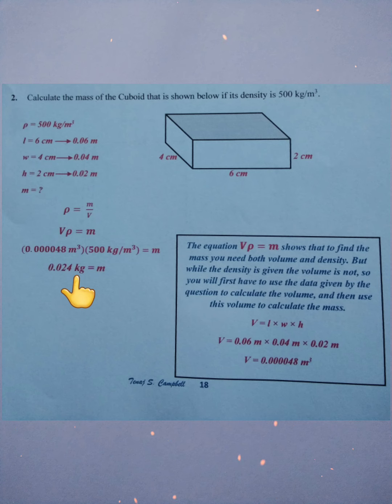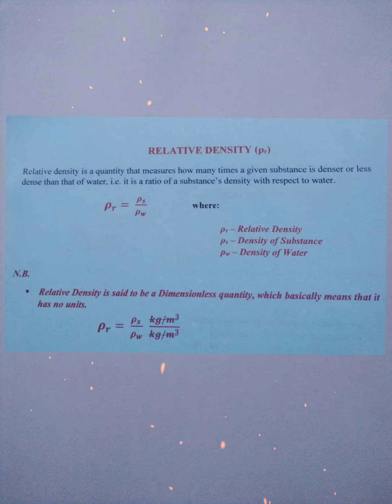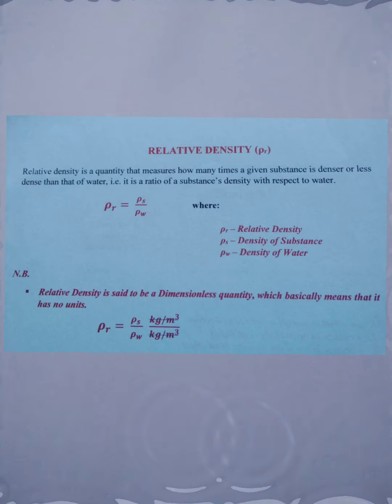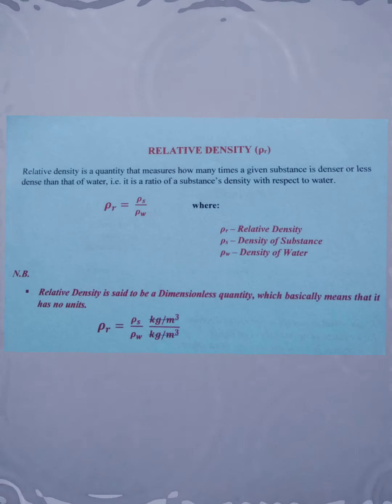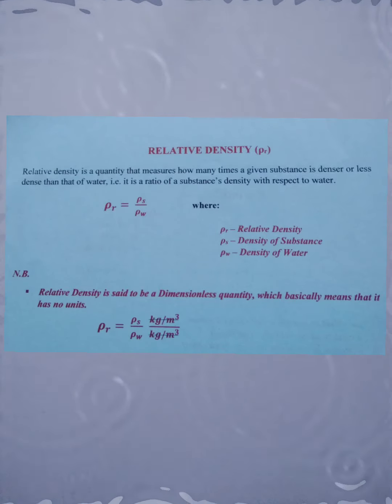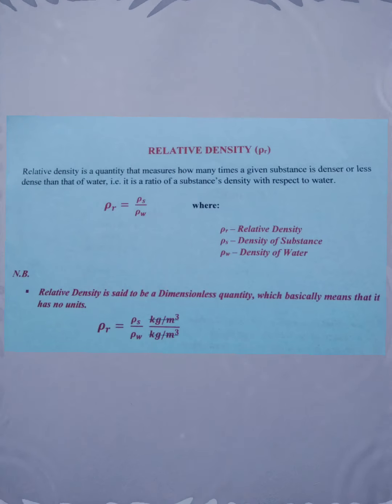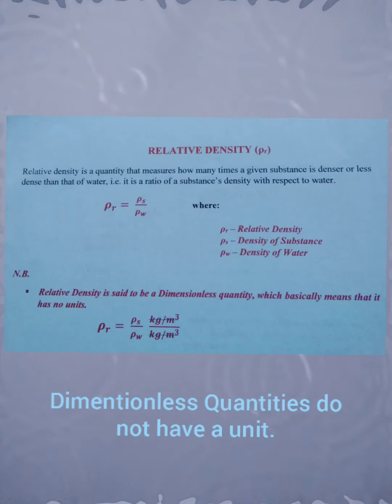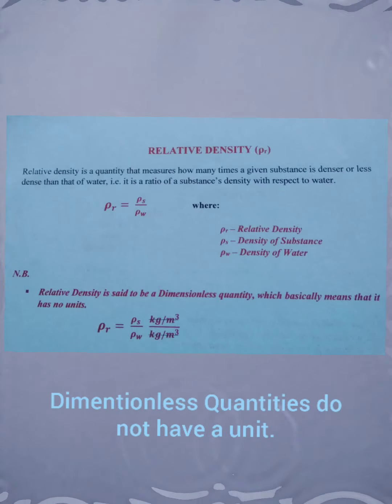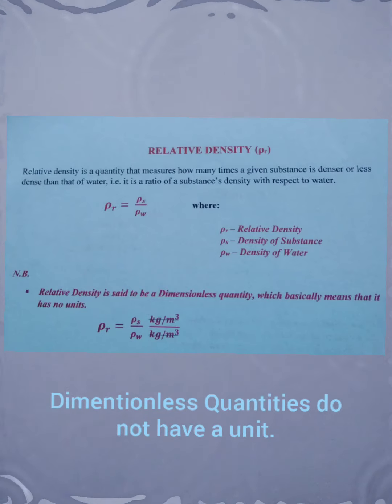Another quantity that is important to physicists and engineers is that of relative density, and it measures how many times a given substance is denser or less dense than that of water. That is, it is a ratio of a substance's density with respect to water. The formula for relative density is the density of the substance divided by the density of water, and it is said to be a dimensionless quantity, which basically means that it has no units.